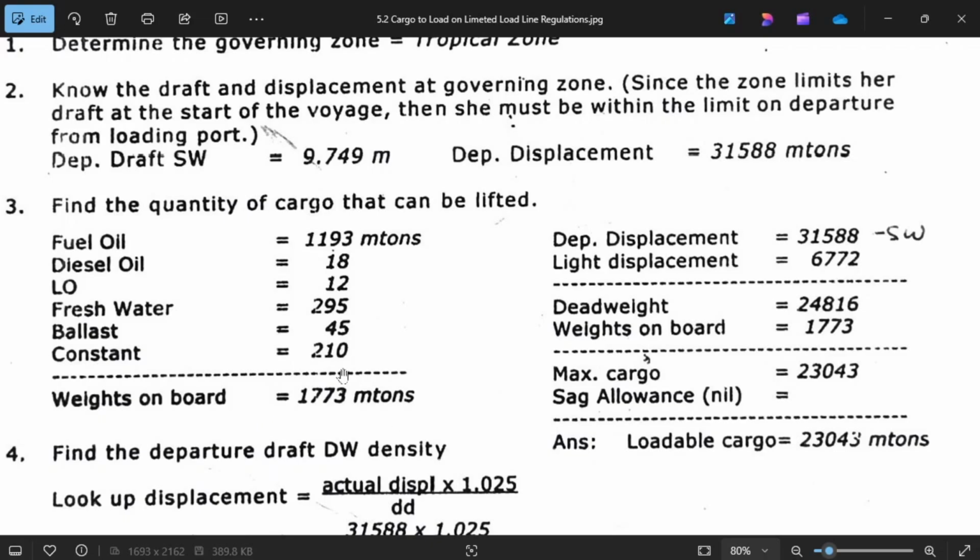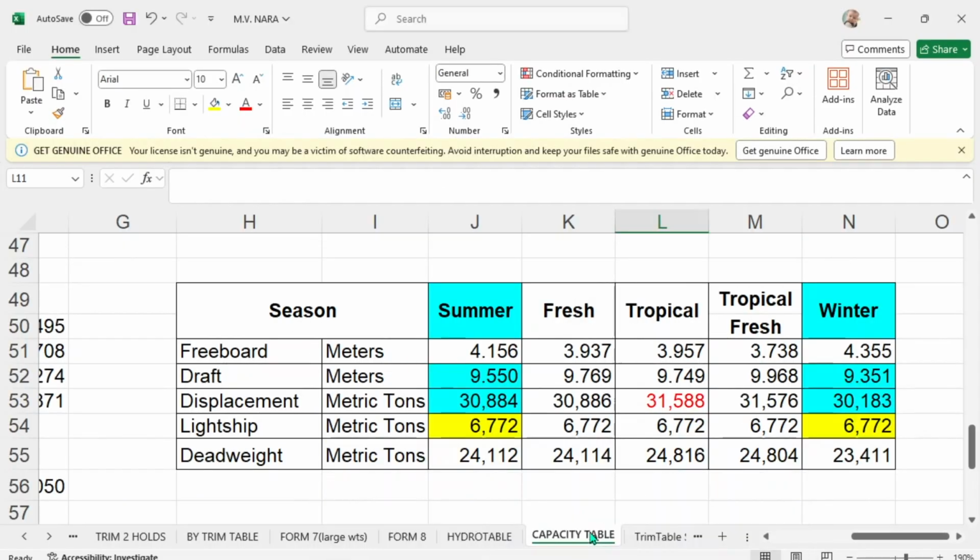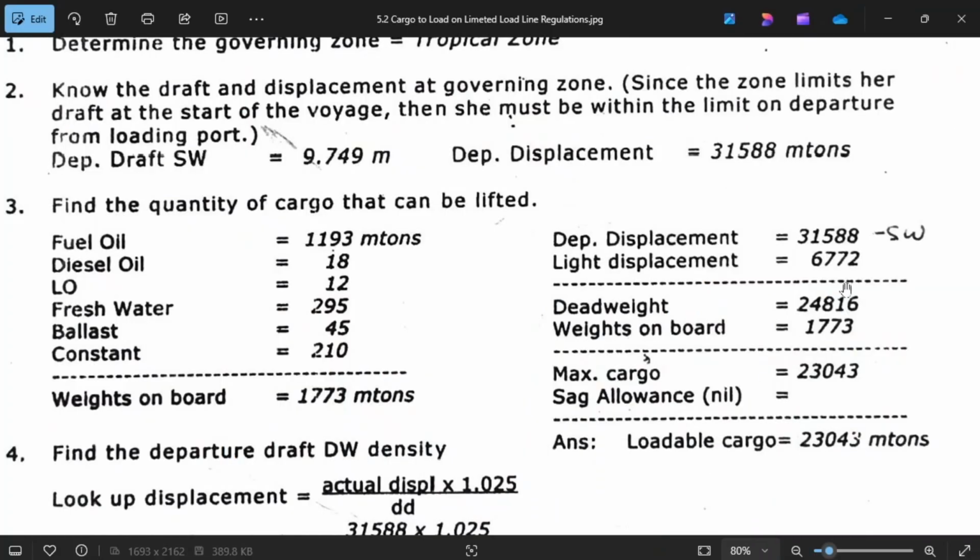Okay, now from here, you put here the departure displacement. This is the departure displacement, meaning your tropical draft of 9.749 and the displacement is 31588, in salt water, minus your light displacement or light ship of 6672, which is this one. When you deduct the light ship from the departure displacement, that will be your deadweight of 24816.